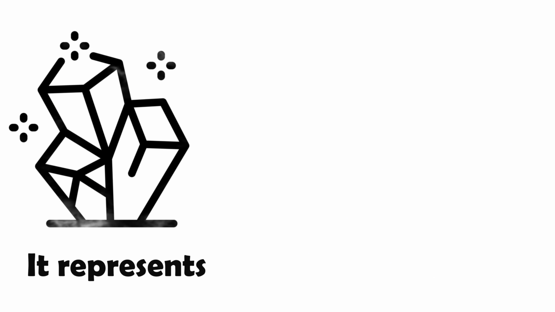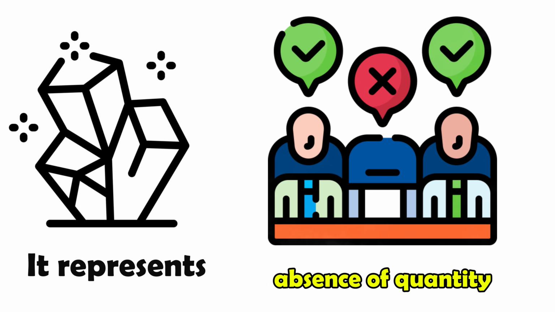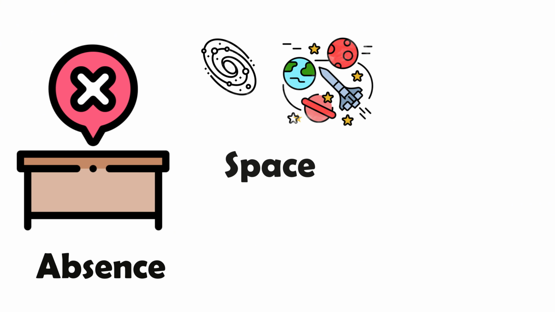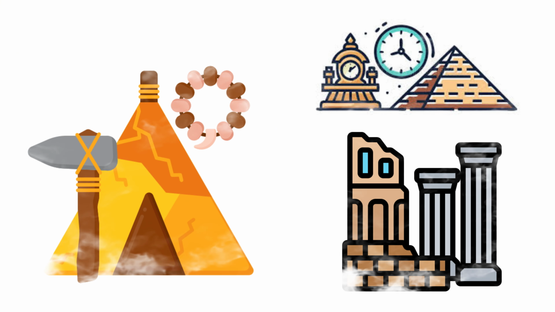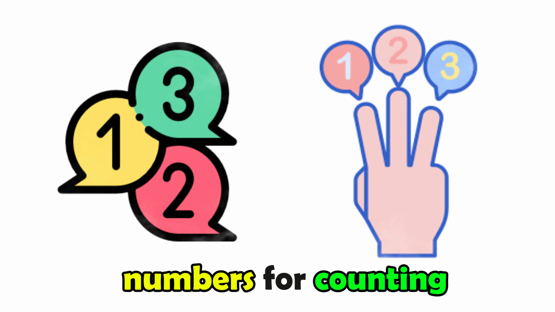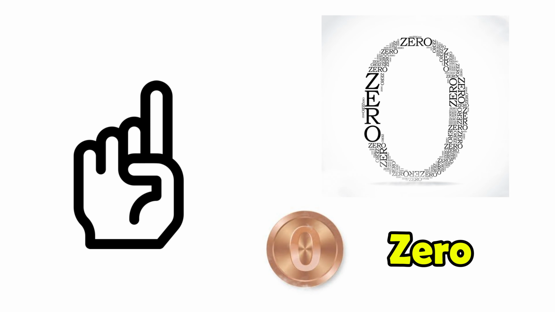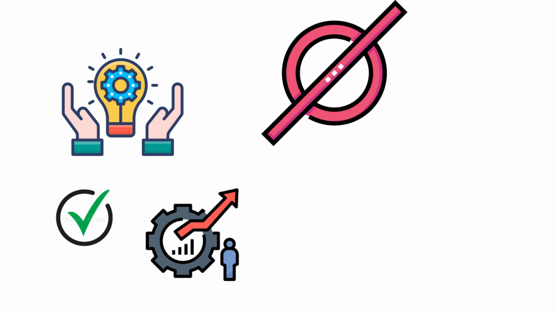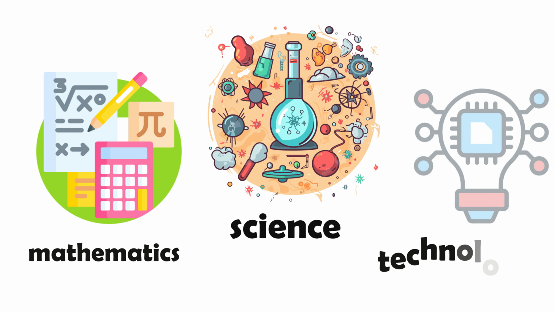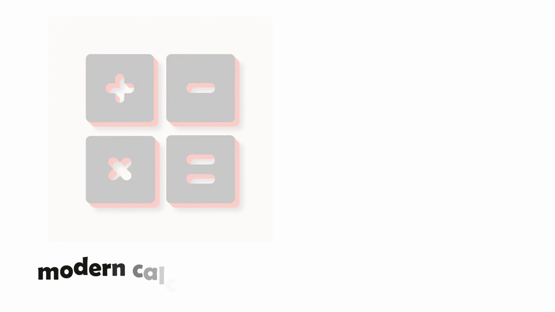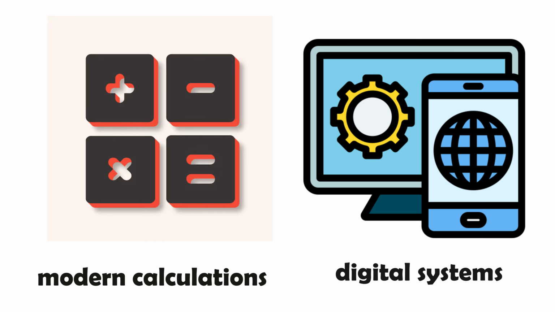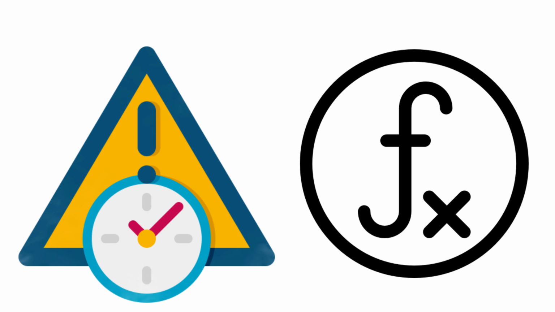Zero. Zero is a mathematical form of nothing. It represents the absence of quantity rather than the absence of space or matter. Ancient civilizations used numbers for counting, but the concept of zero developed much later as a symbol showing that nothing was present in a place value. This idea became essential for mathematics, science, and technology. Without zero, modern calculations and digital systems would not function in the same way.